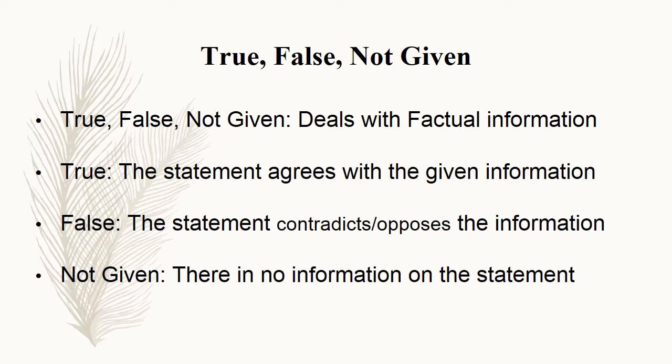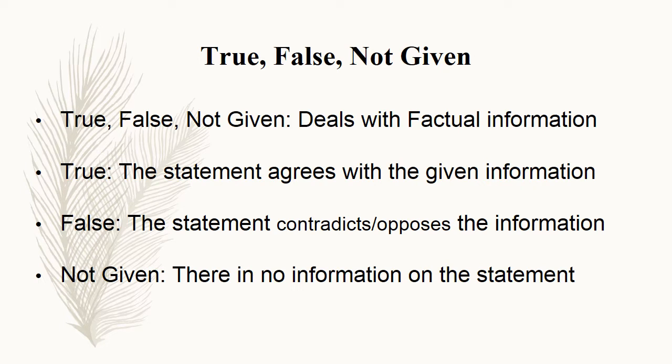True, false, not given deals with factual information. True, false, not given looks for factual information given in the article: facts, figures, data, metrics, stats, and the basic rationale. If the statement agrees with the given information, your answer should be true. When do you go for true?